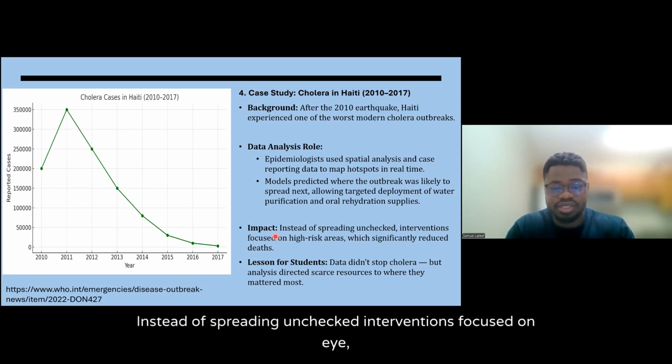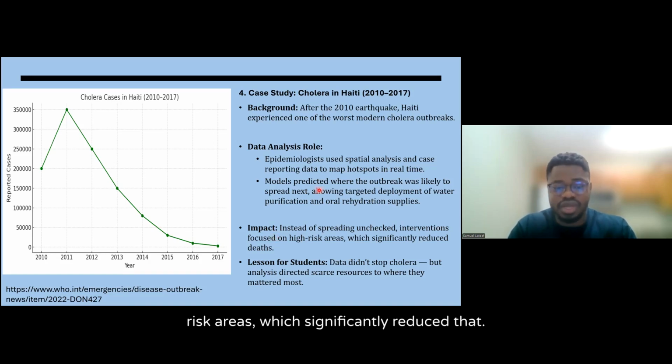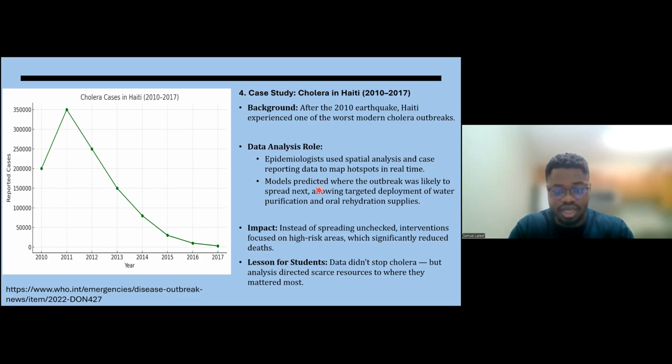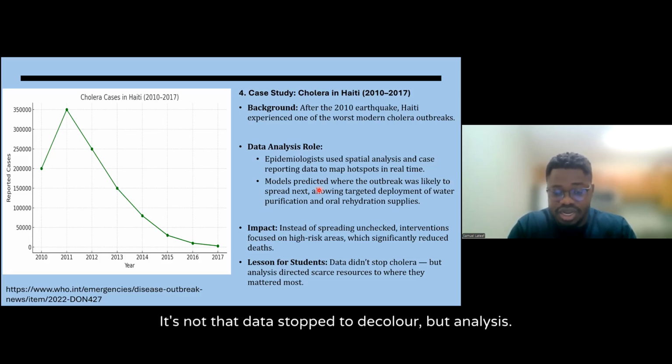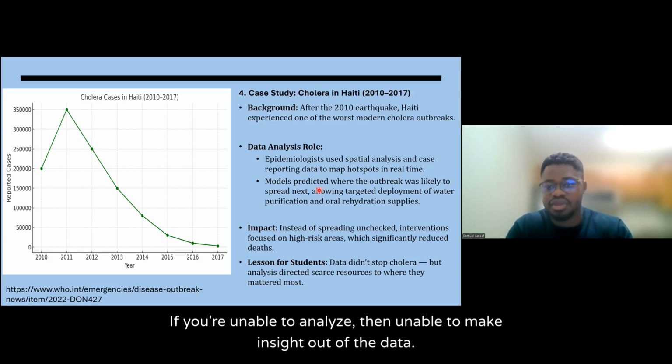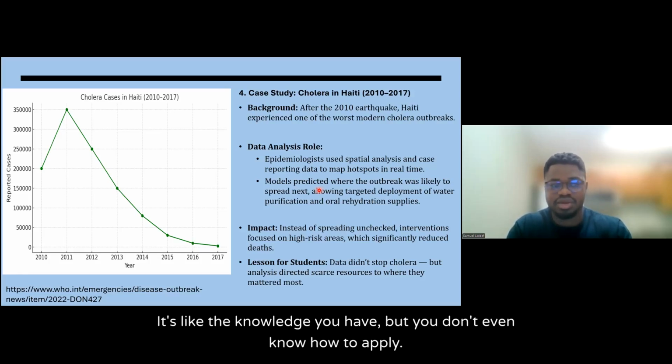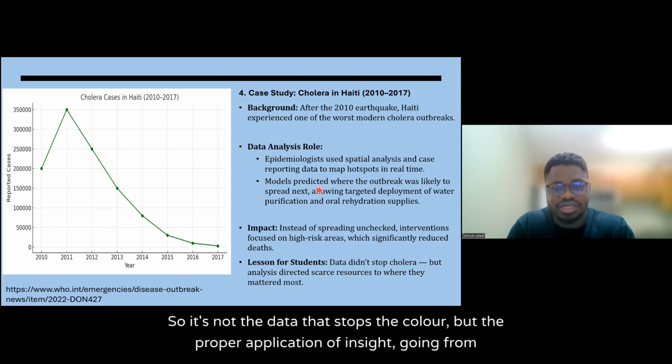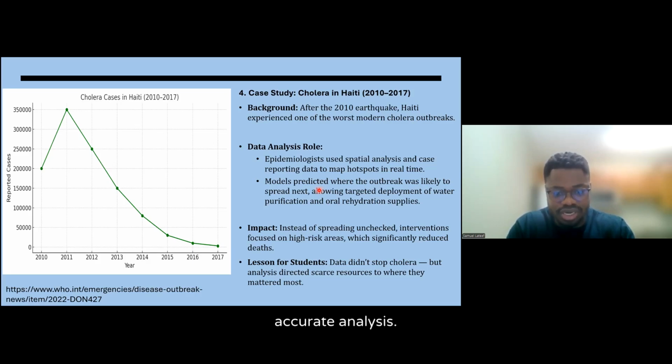What's the impact? Instead of spreading unchecked, interventions focused on high risk areas, which significantly reduced deaths. And what's the lesson? It's not that data stopped the cholera, but analysis. Like I said, data can be trash if you're unable to analyze it, if you're unable to make insight out of the data. It's like knowledge you have, but you don't even know how to apply, right? So it's not the data that stopped the cholera, but the proper application of insights gleaned from accurate analysis.